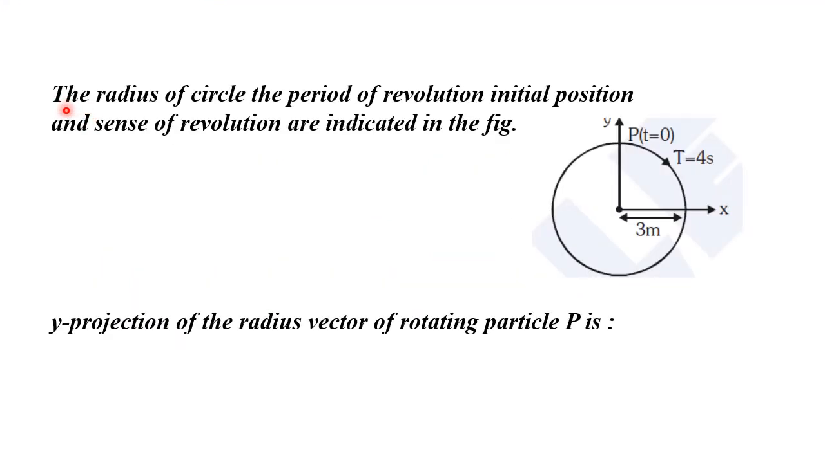Here in this question, the radius of the circle, the period of revolution, the initial position, and the sense of revolution are indicated in the figure. It is shown here: the y projection of the radius vector of the rotating particle P. The particle is starting from the y-axis at time t equal to 0. It is on the y-axis at a radial distance of 3 meter, and it is rotating in the clockwise direction. What is the y projection of the radius vector? Here they are asking this, and this is what we are going to discuss now.